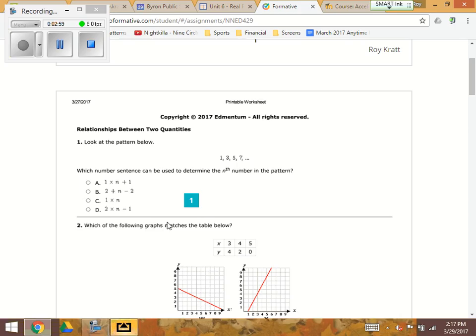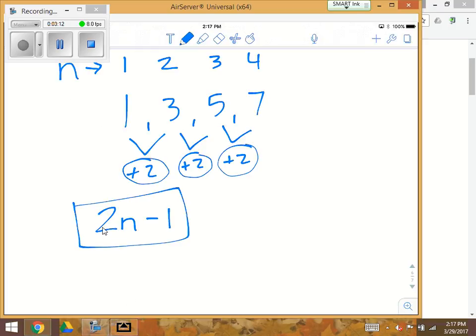So when we come back over here, this one, choice D, it says 2 times n minus 1. That's going to be my best answer. So choice D is the one. 2 times n minus 1, that's the same thing we have.